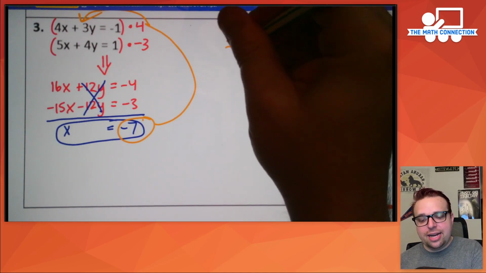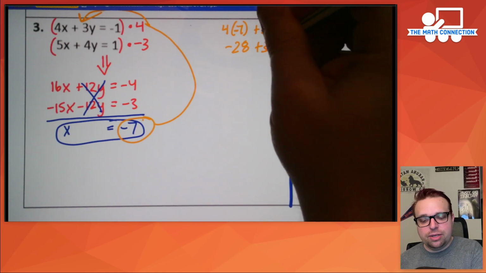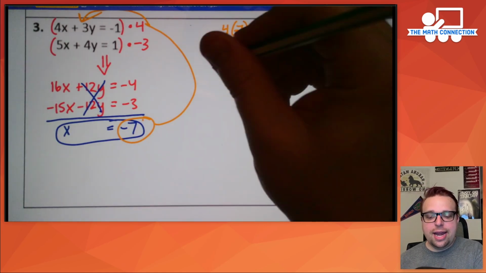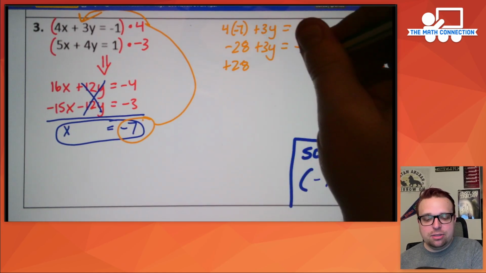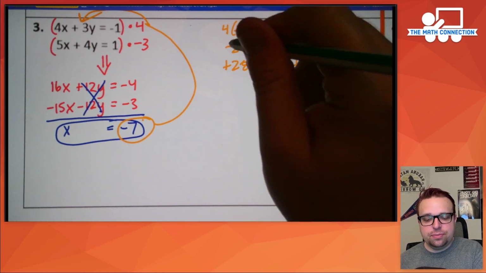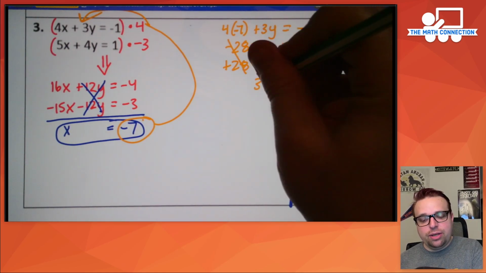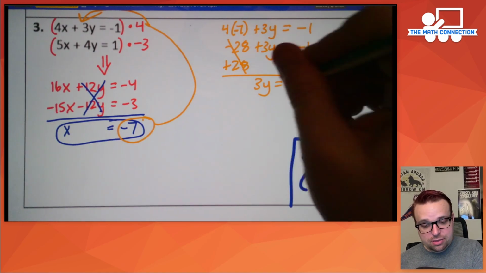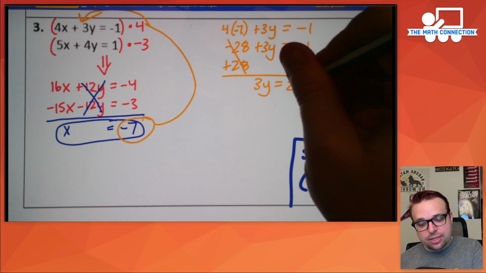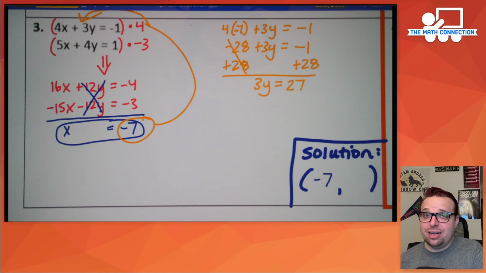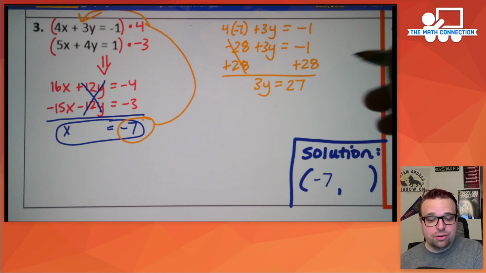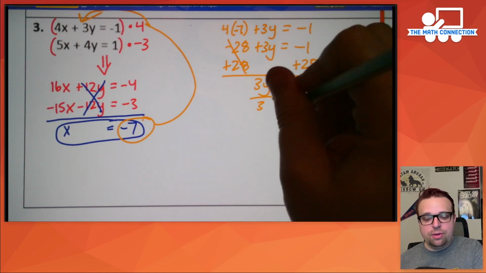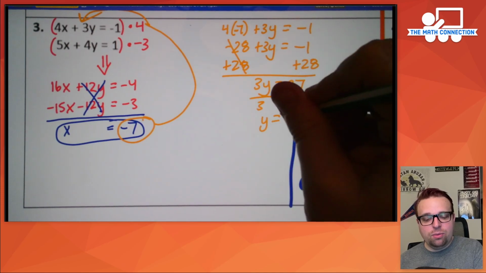Okay, so this is negative 28 plus 3y. Now add 28 to both sides. You get 3y equals 27. Now, isn't that a nice clean number for our answer? Yes. Divide by 3, and you get y equals 9.